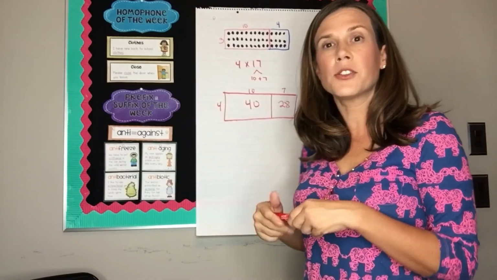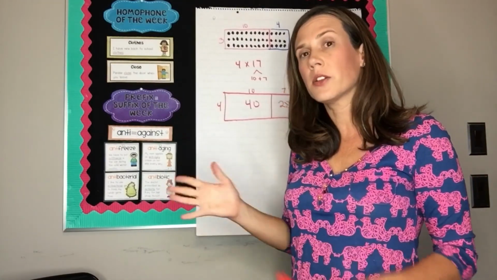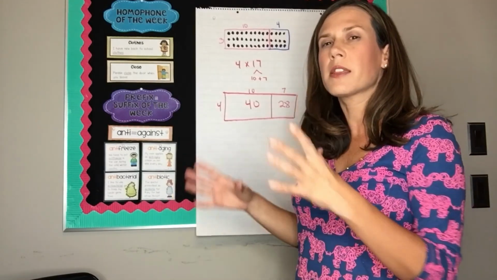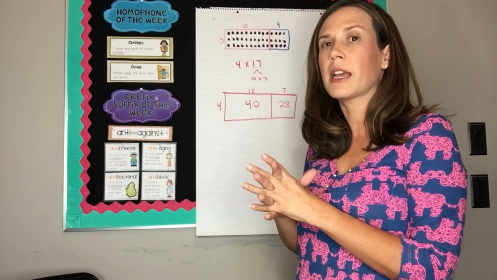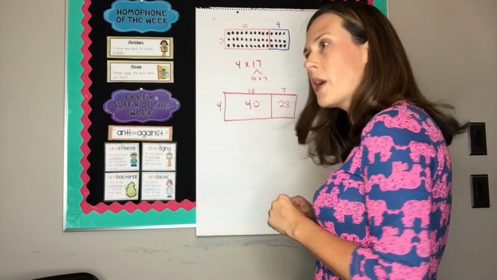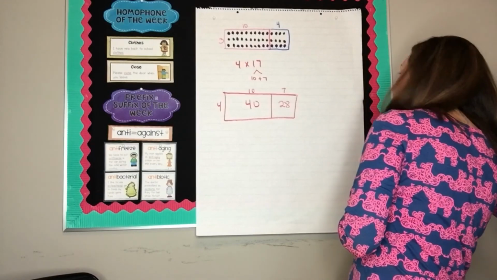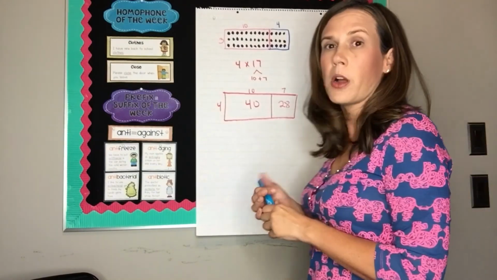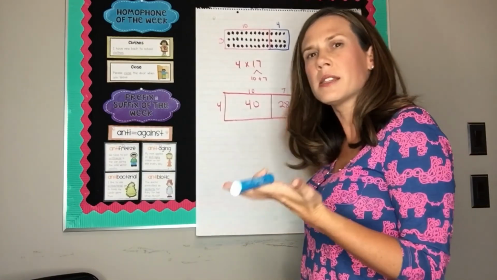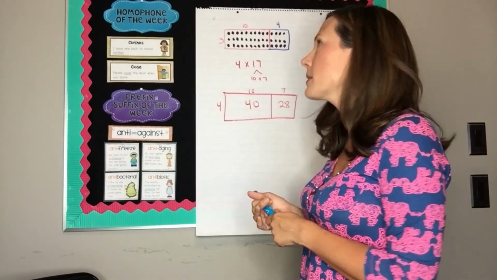Now, on the day I introduce this, I do like to go ahead and talk about the distributive property just because I think it really helps students make that connection. I had so many students today go, oh, so that's why it works. So when we're doing the distributive property, I would use these models to say, can you guys think of another way we could write this?